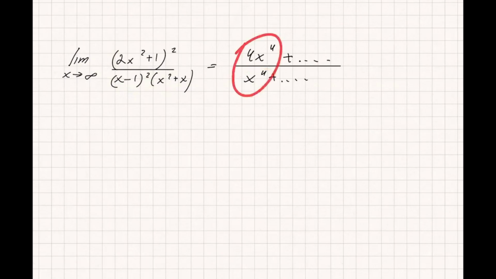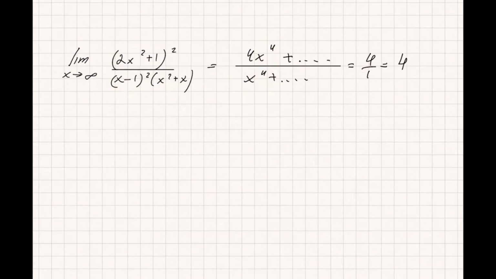So we will be looking only at the leading terms of the numerator and denominator and comparing the powers of their x's. This one is x to the fourth, this one is x to the fourth. So we can technically just cancel them, and it's the same as in the previous example. The limit will be just the ratio of the coefficients, 4 over 1, or just 4. And that is it.